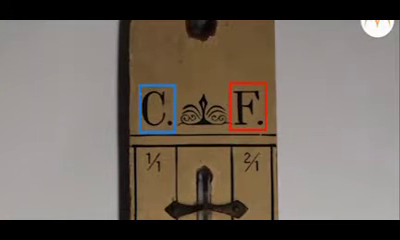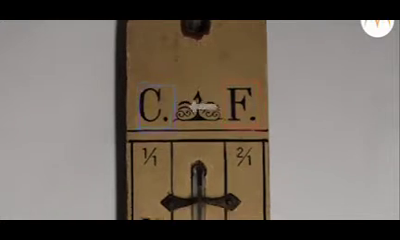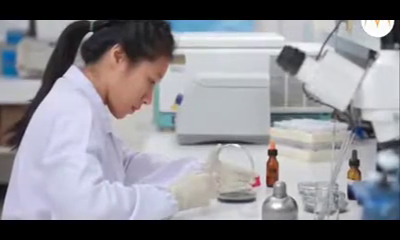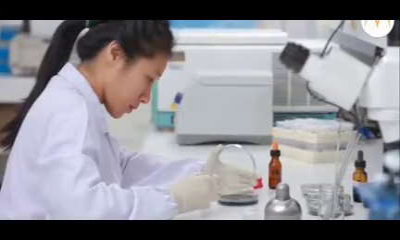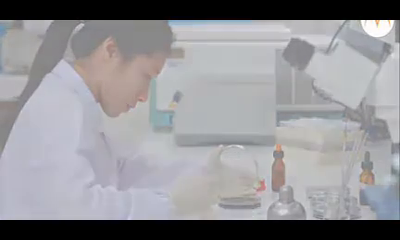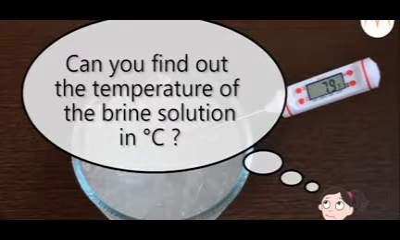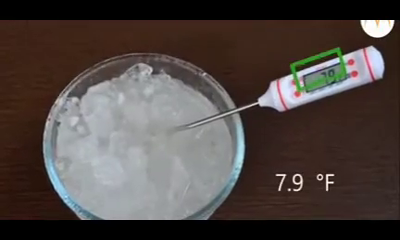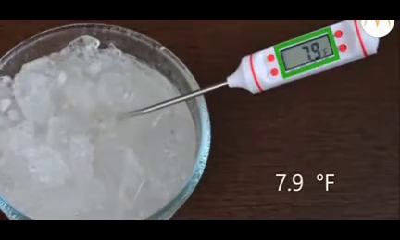We can use this formula to convert a temperature from its representation on the Fahrenheit scale to the Celsius scale. C equal to 5 divided by 9 multiplied by F minus 32. The Celsius scale is in general use wherever the metric units have been accepted, and it is used in scientific work everywhere. Challenge: can you find out the temperature of the brine solution in degrees Celsius? Its temperature is 7.9 degree Fahrenheit.